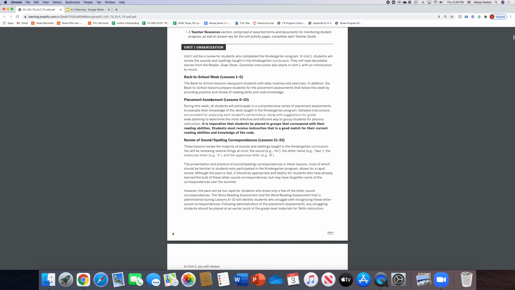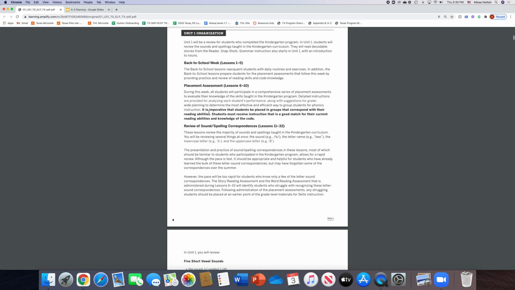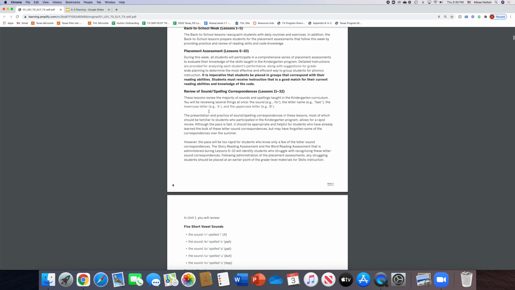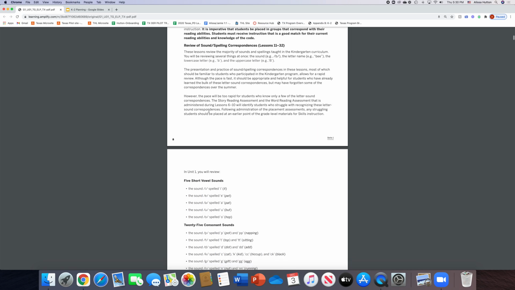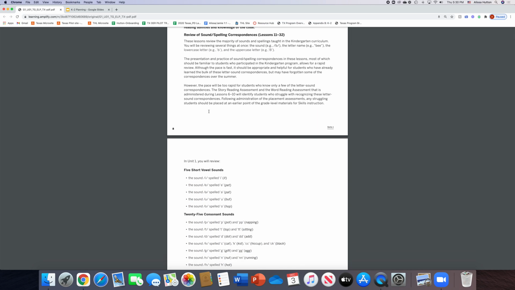Once I get to the unit organization portion, that's what I'm going to be using for the first part of my unit internalization planning. It lays out the lessons as well as what is going to be focused on, what foundational skills. Because this is the first unit, there's a back to school portion where we're really going to be focusing on getting our students reacquainted to our daily routines and exercises. We're also going to do a placement assessment in the beginning, and then we get into lessons that are going to be reviewing sound spelling correspondences.